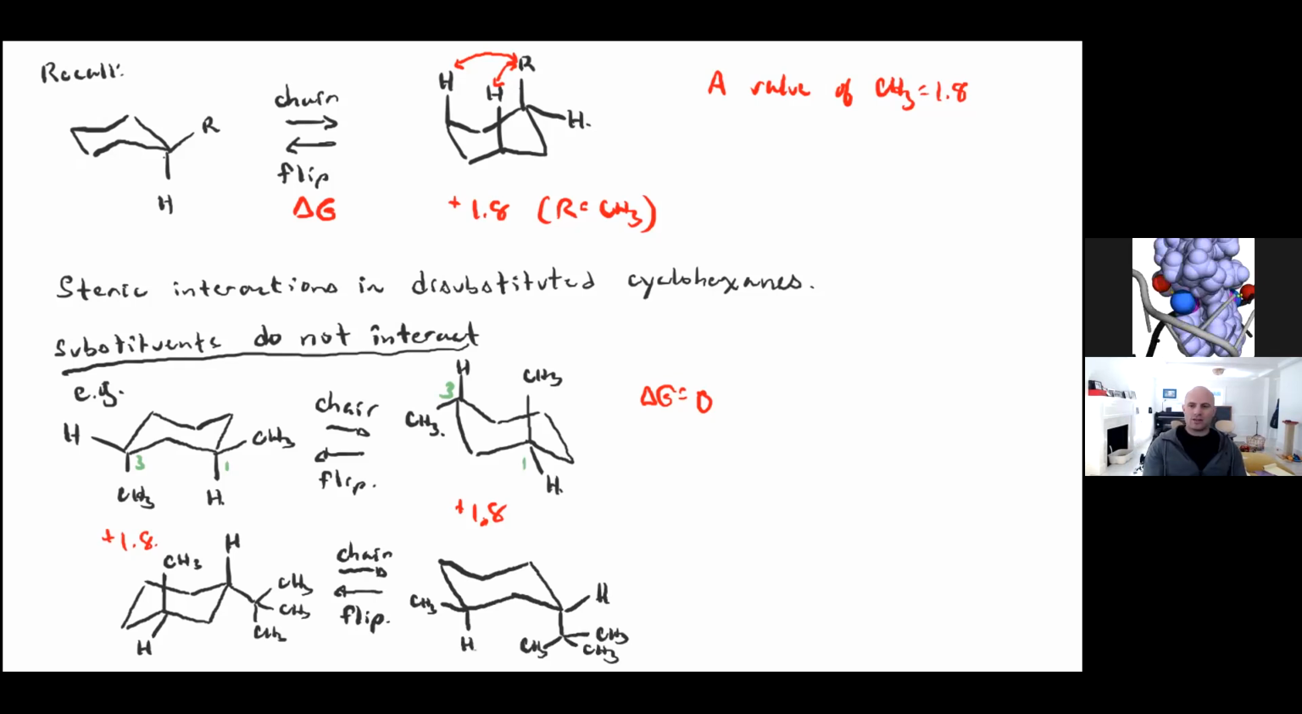And so this is a very different scenario because the nature of the axial substituent in each conformer, of course, is different. And so on the left, I've got a methyl group axial. On the right, I've got a tert-butyl. But we can still do a surprisingly accurate calculation of the energy difference between the two by considering the A values for each substituent. And so the methyl group is 1.8.